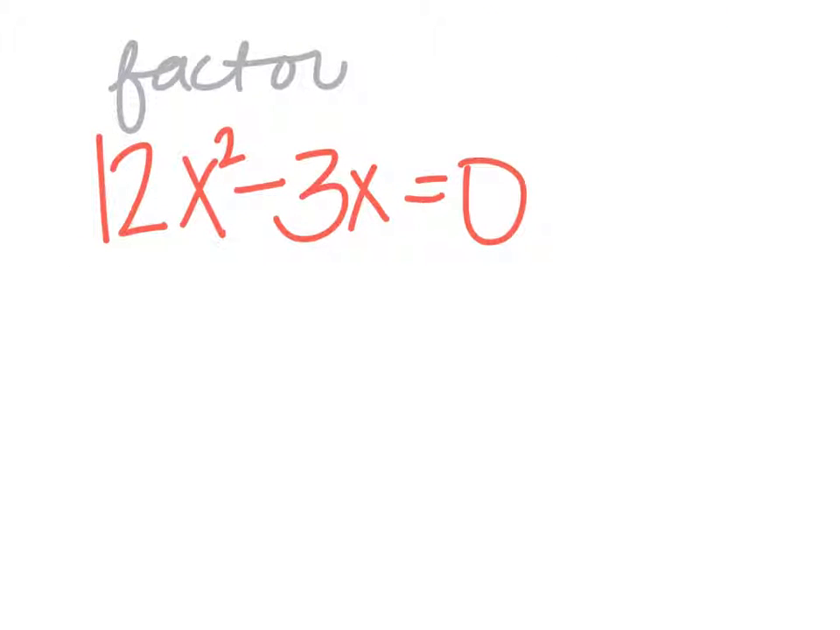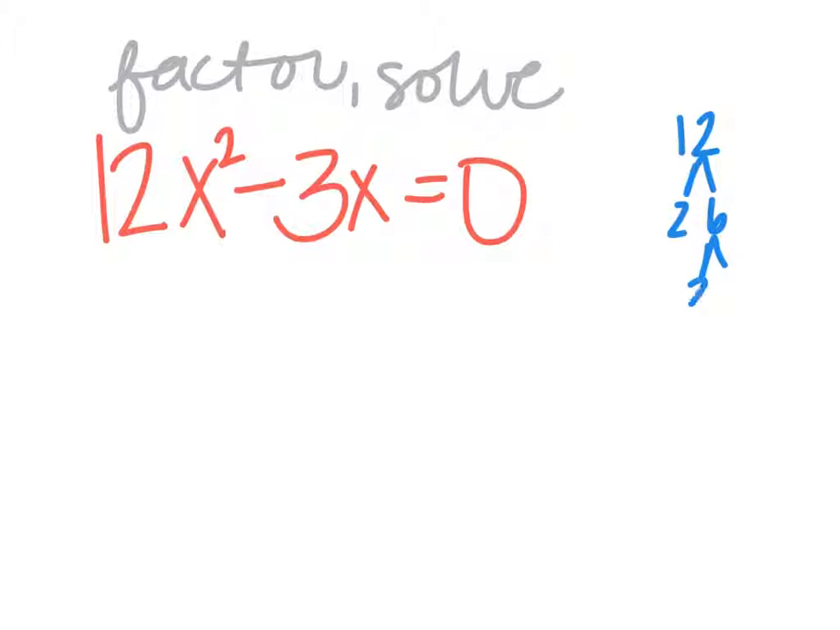So we're going to do the same thing with this one. We're going to factor, and then we're also going to be solving this problem. So in order to factor this, I'm going to start with my 12. Well, 12 is 2 times 6, and 6 is 2 times 3. So 12 is going to be 2 times 2 times 3, and then 2 x's. Minus, I can't factor 3, so I'm just going to leave it as 3x equals 0.